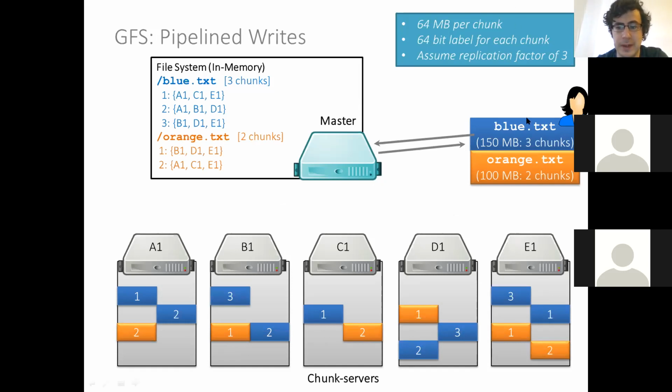So why we're doing this again is we don't want to pass all the data through one machine. So we pass some metadata with the master to coordinate, but then we pass the actual data directly to one of the chunk servers that will store the data, and then that will pass it on to its other chunk servers. Any questions?